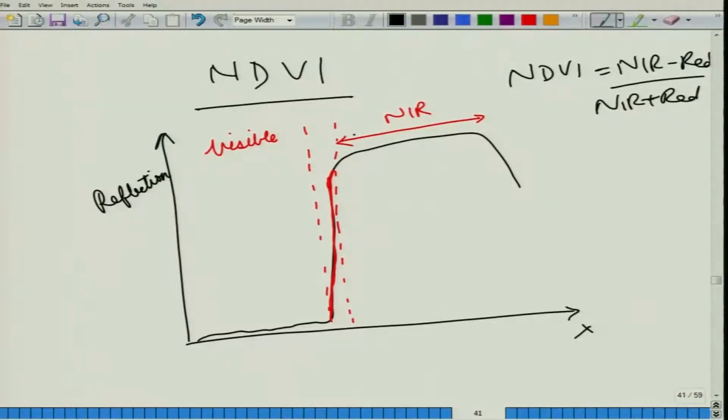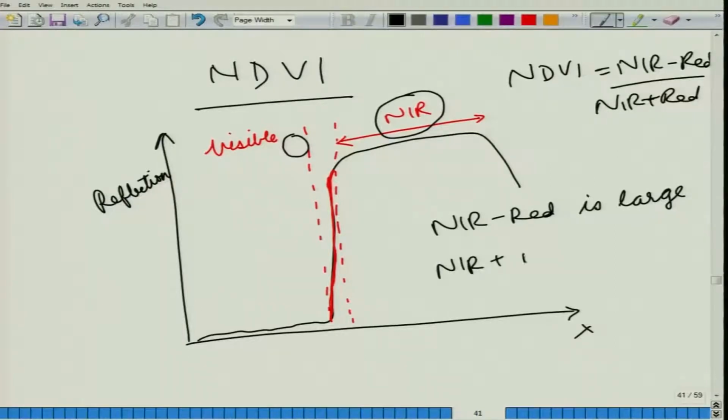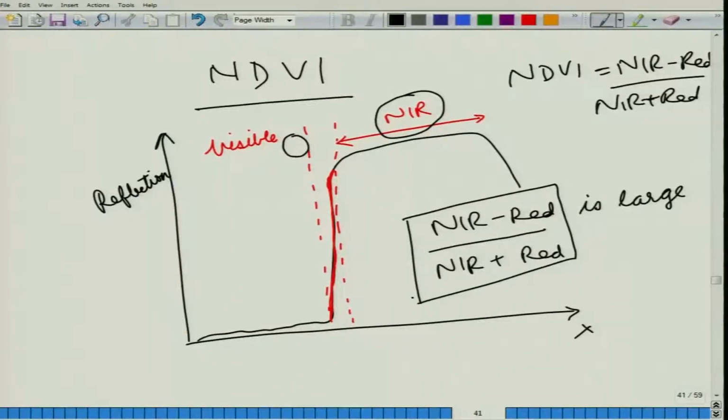So, in the case of leaves, we have a very high spectral signature in NIR and a very low spectral signature in the case of red. So, NIR minus red is large. Now, we divide it by NIR plus red. So, this whole thing, NIR minus red upon NIR plus red, would be a large value.